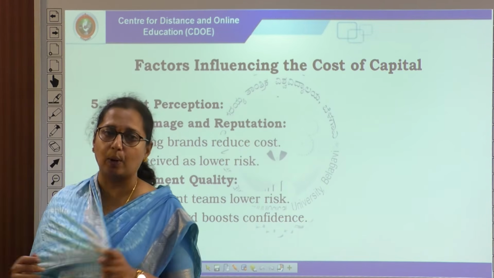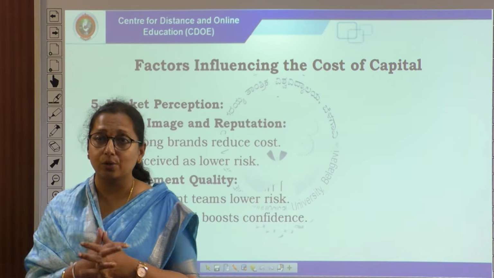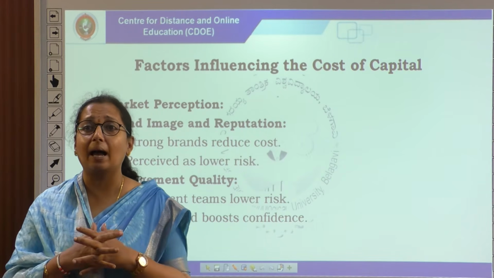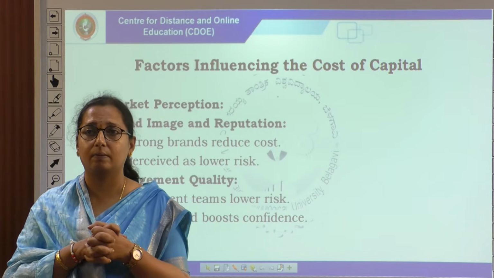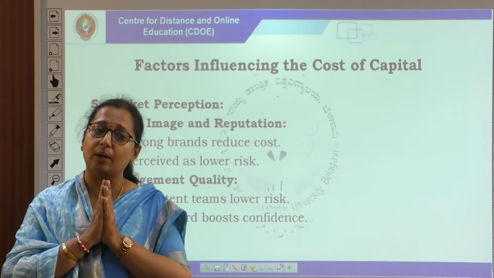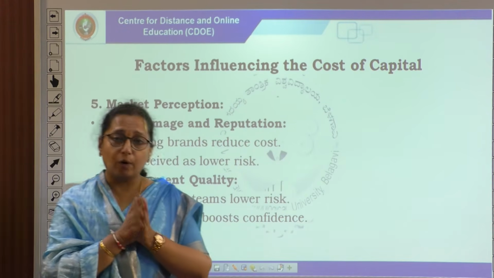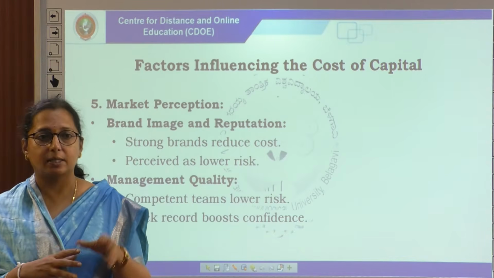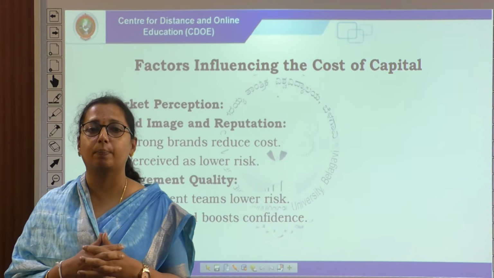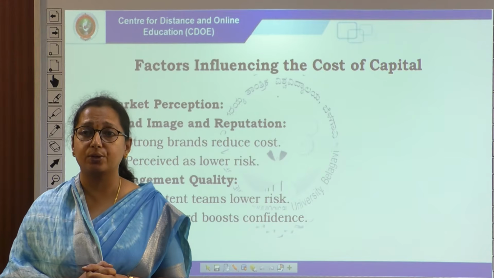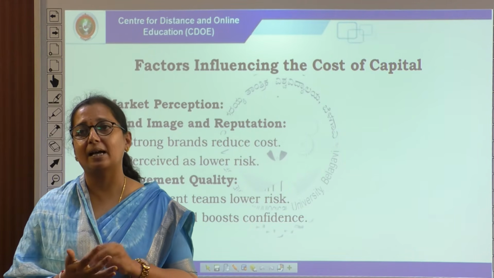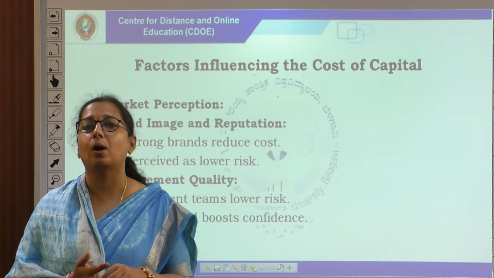The fifth one is market perception. The reputation of your company, we call it goodwill, and the brand image of a company. A strong brand is what we think about. So market perception plays a major role and is also one of the factors for the cost of capital. Market perception may relate to management quality, brand image and reputation. Strong brands reduce cost and are perceived as lower risk. That is, brand has a value. Brand has its own value.